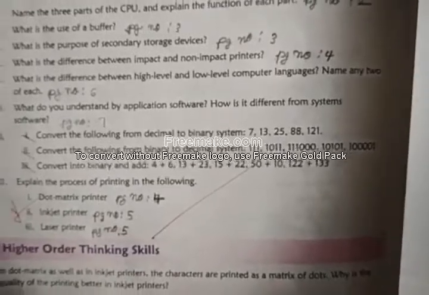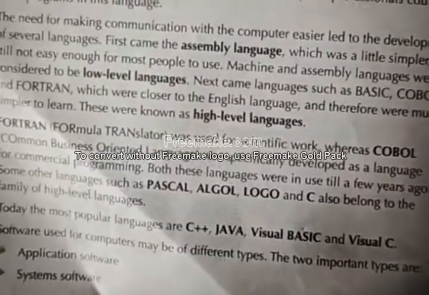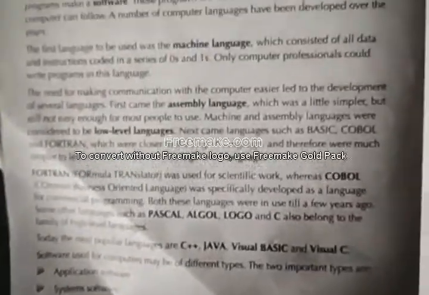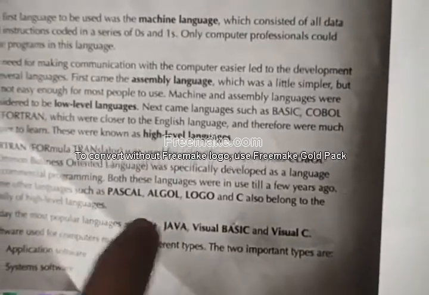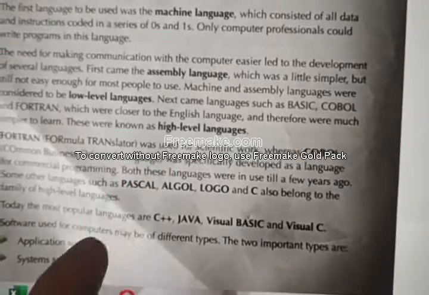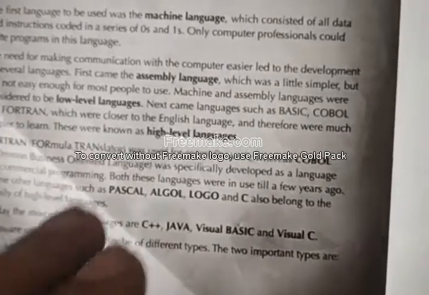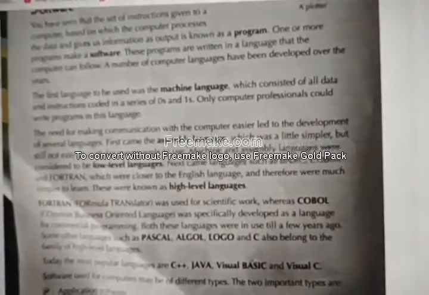Name any two of each. Low level language is nothing but machine language, you write machine language. High level languages: Pascal, Algol, and Logo. Whatever you want, you write. Low level language is nothing but machine language that you write.